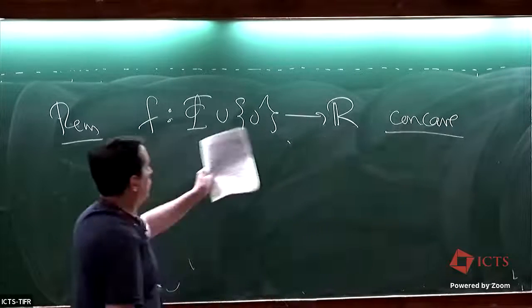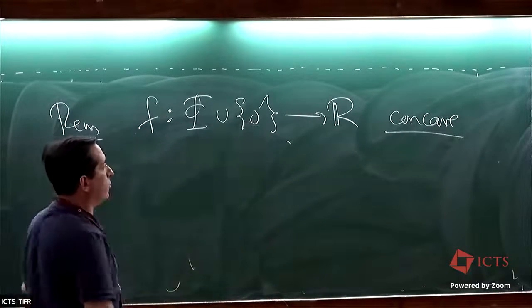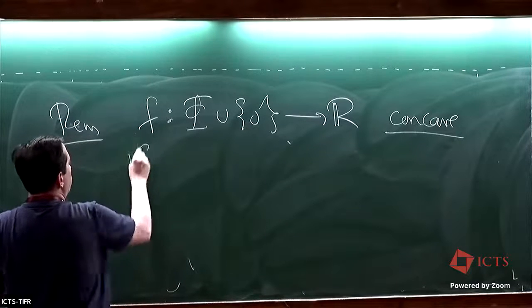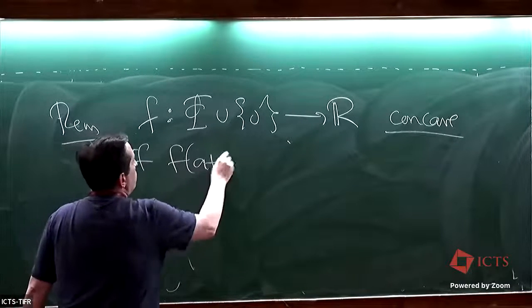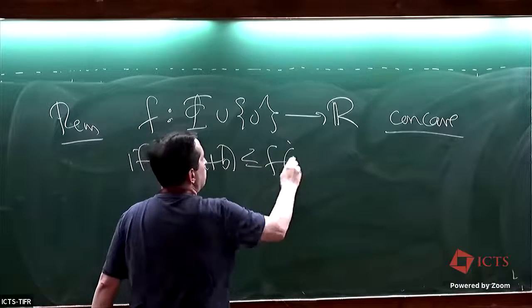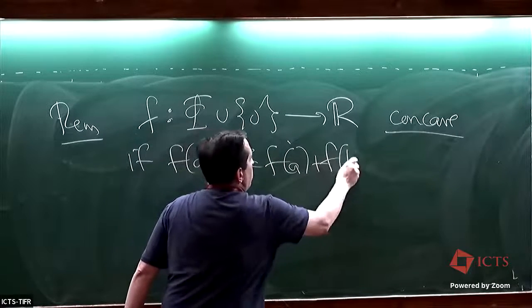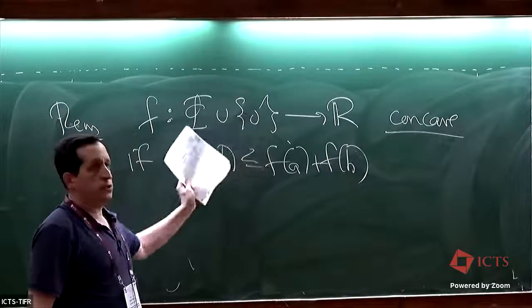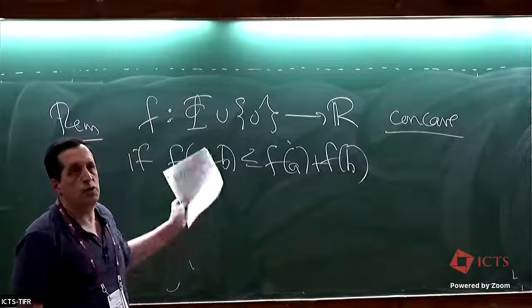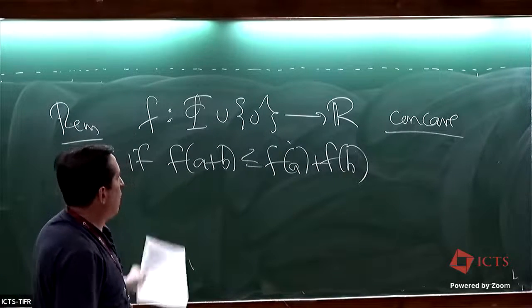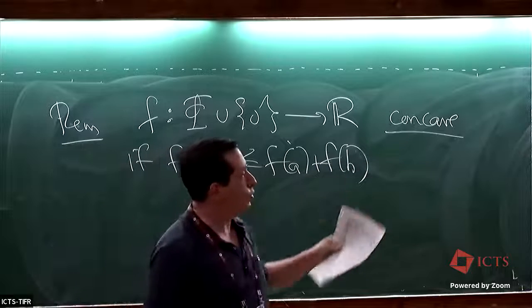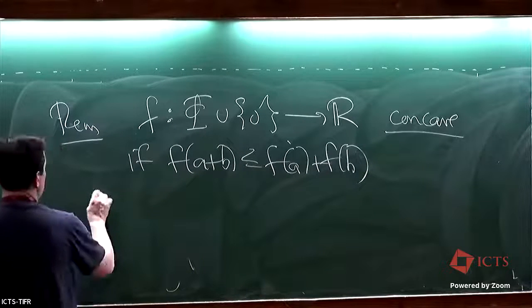So if I assign a real number to every root, along with a number assigned to 0, I'll call it concave if f of a plus b is less than or equal to f of a plus f of b, whenever a plus b is also in here. Okay, this is just some notion. And it turns out that using concave functions, you can do a variant of this.